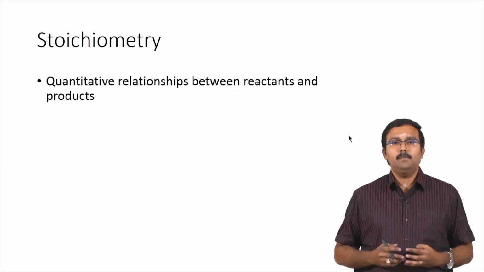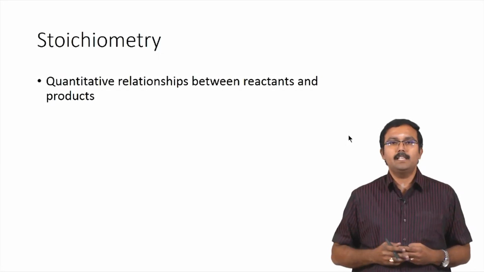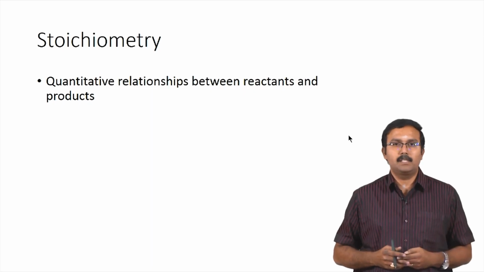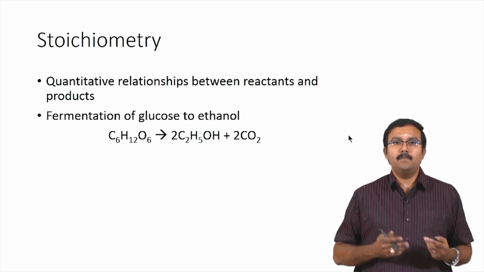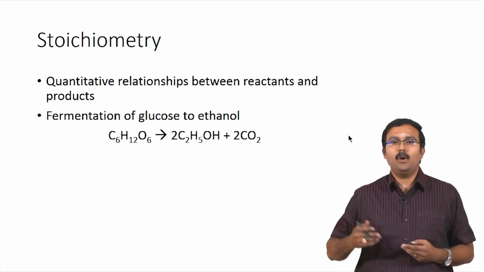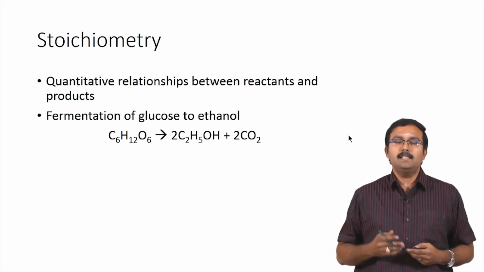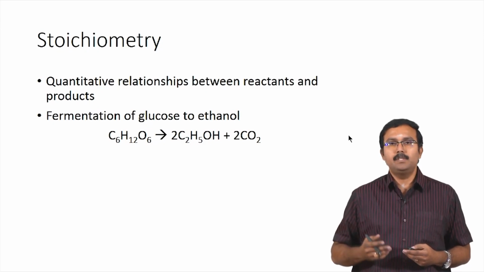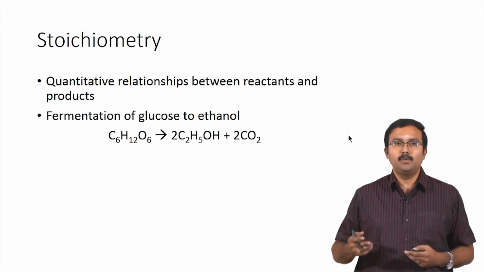Before we start performing these material balances, we need to understand some of the fundamentals and the terminologies associated with such reactive processes. Let us start with this. Stoichiometry defines the quantitative relationships between reactants and products. Look at this equation. This is a fermentation of glucose to form ethanol. Glucose forms 2 ethanol and 2 carbon dioxide. C6H12O6 gives 2C2H5OH plus 2CO2.